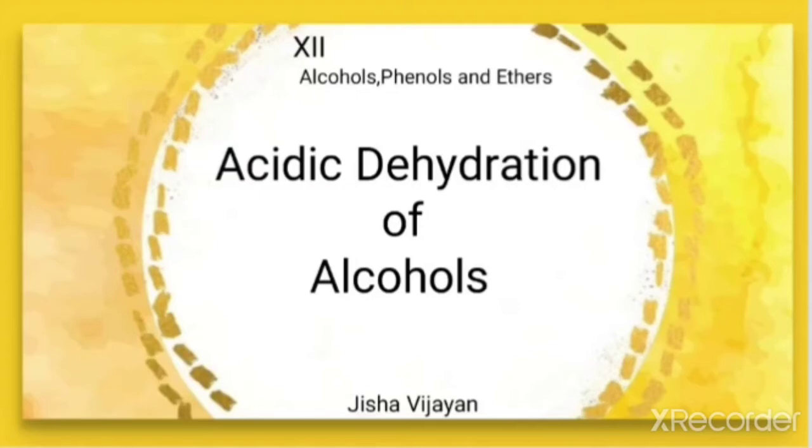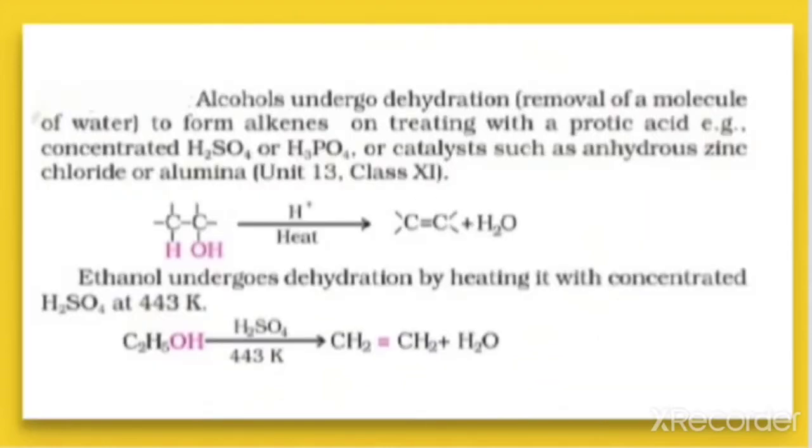So let us discuss the dehydration in alcohols. Alcohols undergo dehydration, that is removal of water molecule to form alkene. The product alkene is obtained when we remove the water molecule from alcohol. That process is called dehydration. This reaction takes place in the presence of protic acids. Protic acid, for example, concentrated H2SO4 or H3PO4.